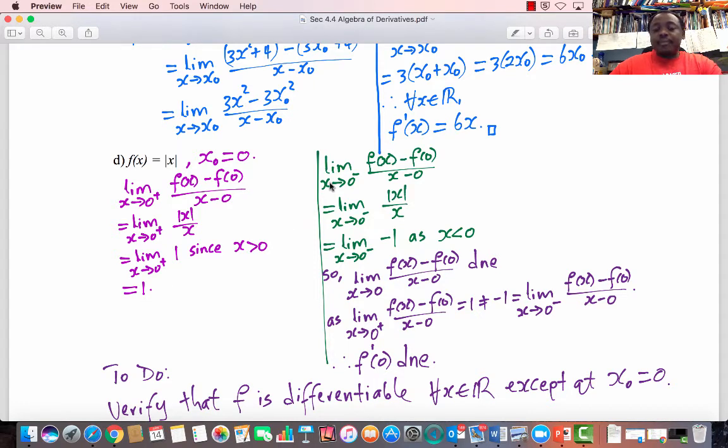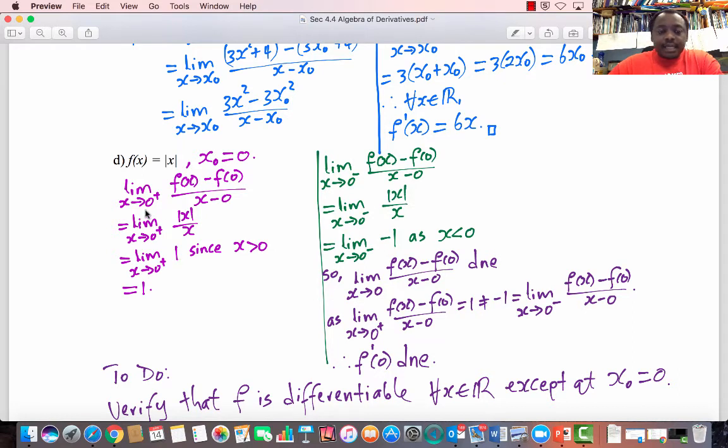What happens when x approaches 0 from the left? The left-hand limit of f of x minus f of 0 divided by x minus 0 is the limit as x approaches 0 from the left of absolute value of x divided by x. x is less than 0 because x is approaching 0 from the left. So absolute value of x divided by x is -1. And the limit as x approaches 0 from the left of the constant function -1 is -1. So the left-hand limit equals -1.